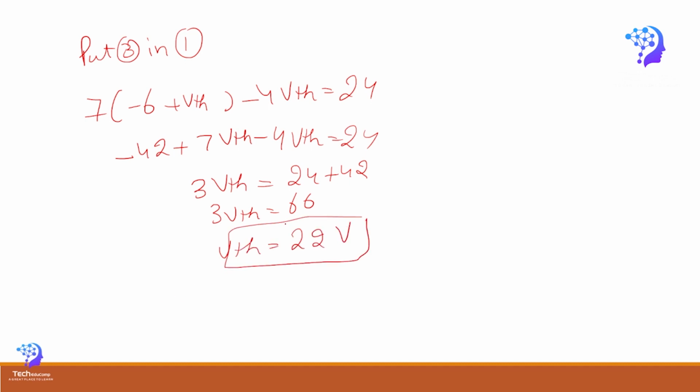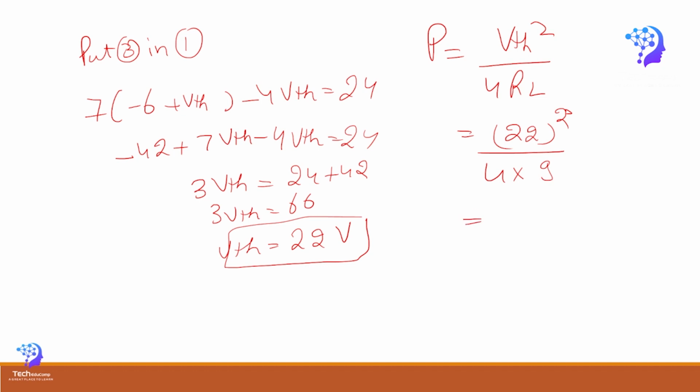Okay. So I got VTH, I got RL. So my power transfer will be VTH whole square upon 4RL, that will be equal to 22 square upon 4 into 9, which comes out to be 13.44 watt. So this will be the maximum power my source will be transferring to the load. I hope you understand how this maximum power transfer theorem works in solving a numerical problem.